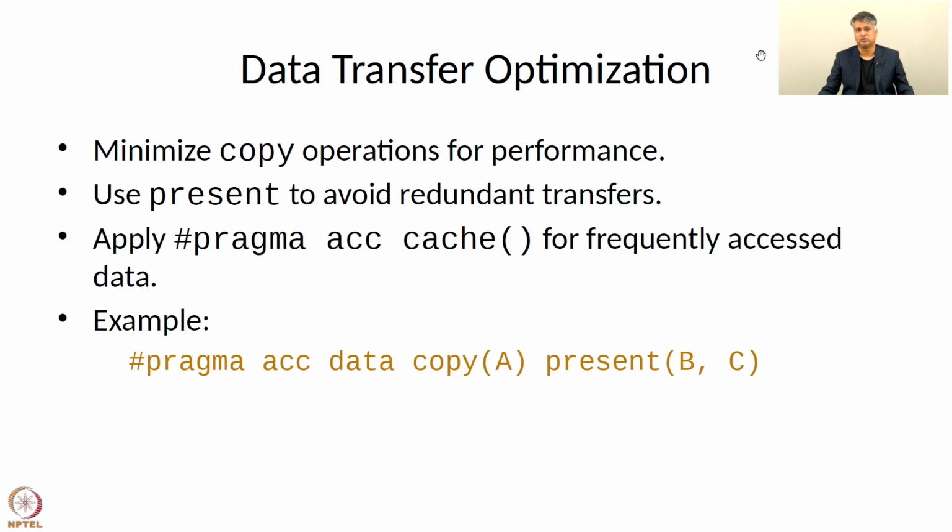If you use present, it can be used to avoid redundant transfers. For example, if the data is already present, there's no need to copy it back to the host and then bring it back to the device. You can just say present and move ahead with your code. You can apply the pragma ACC cache for frequently accessed data. So this is how you typically use the data directive.